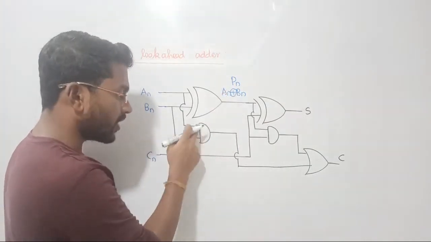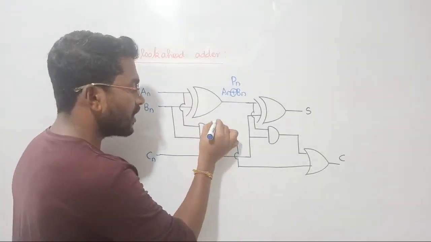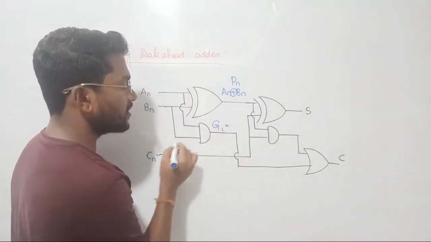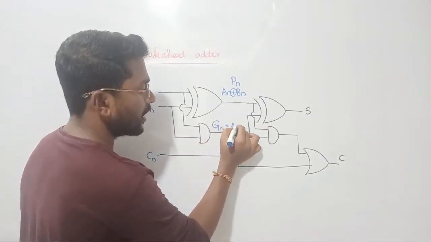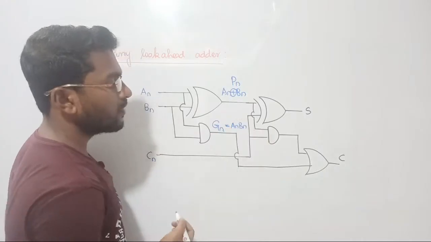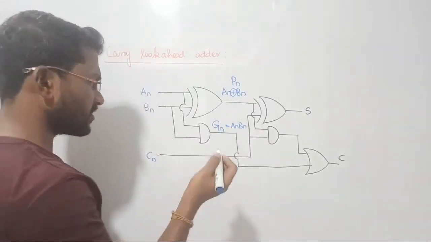So in this AND gate here we are generating the carry, so that is called generation. Whereas the value of the generation, let me consider Gn, is going to be An into Bn. That is the generation. We are considering n bits or high bits. You can consider anything that you want, right?